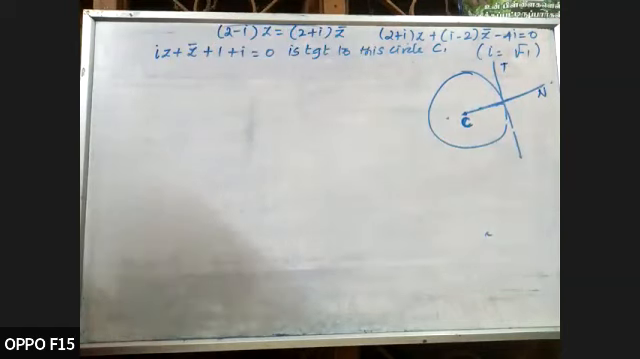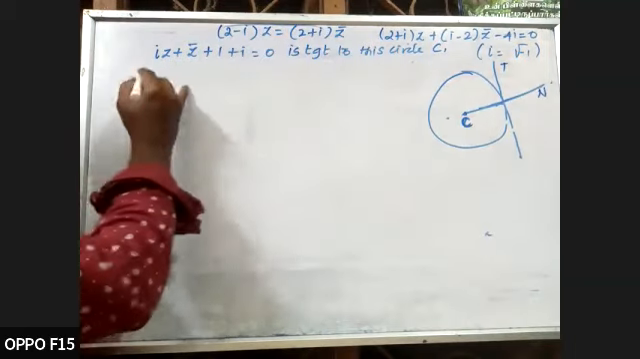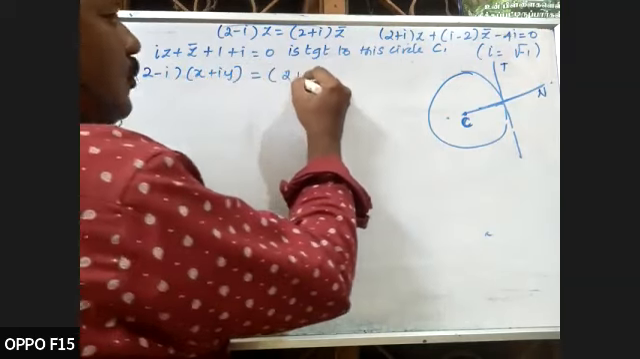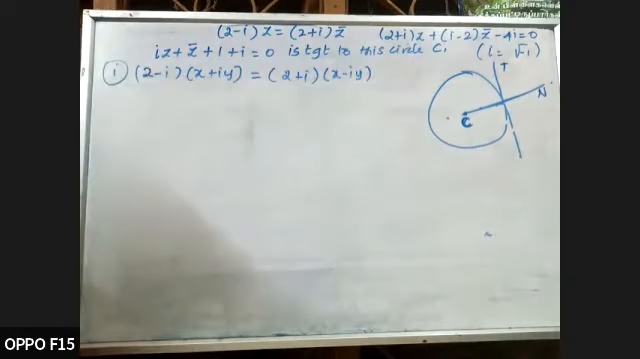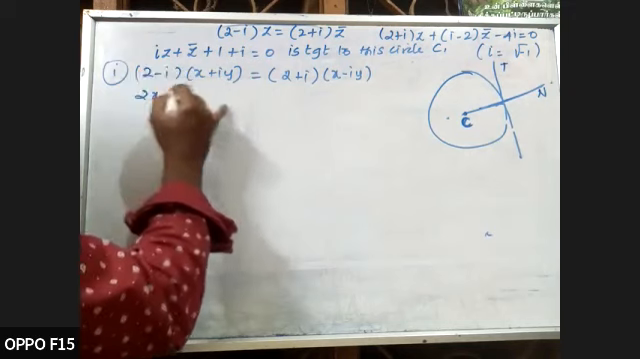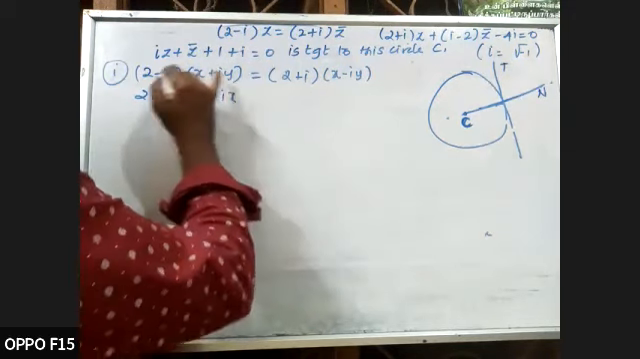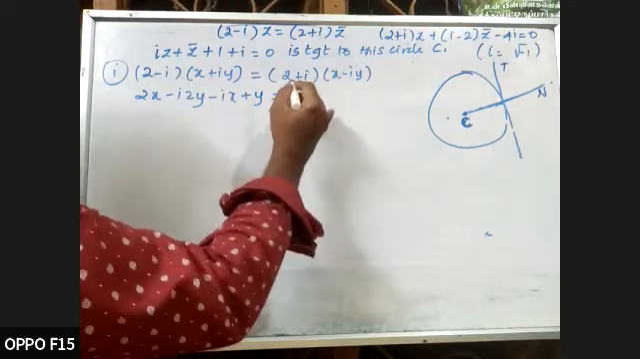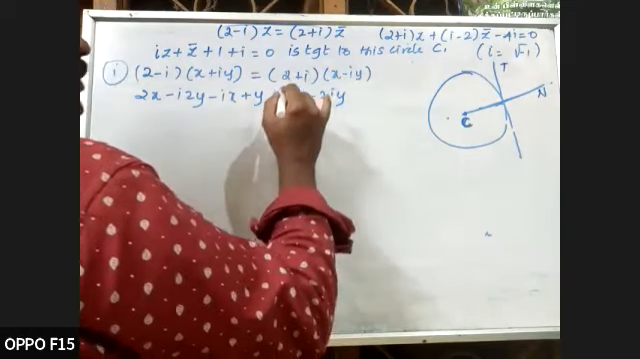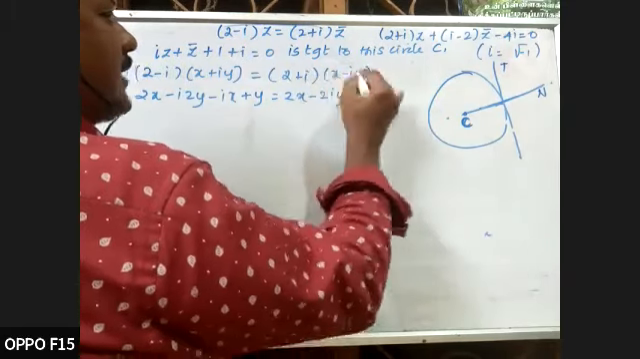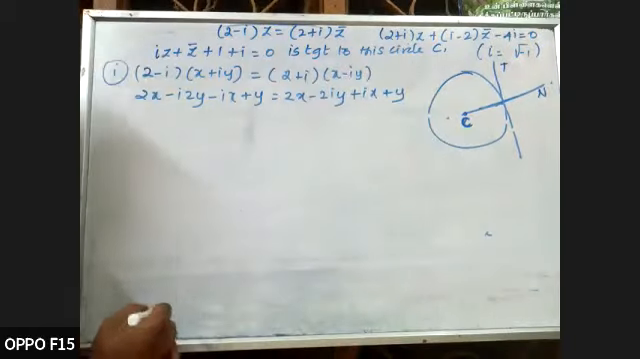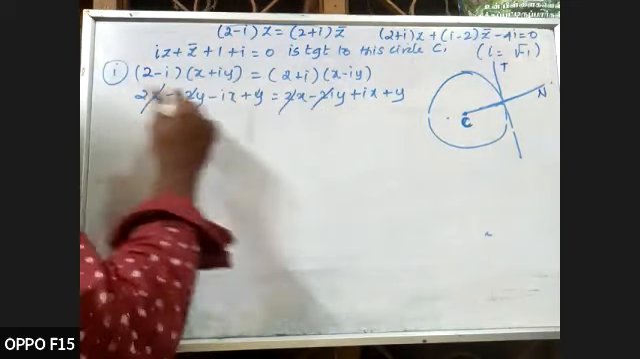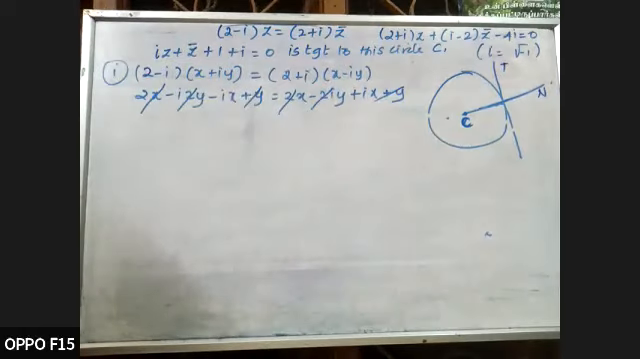The first line is (2 − i)z = (2 + i)z̄. Take z = x + iy, so z̄ = x − iy. Multiplying, 2x − 2iy − ix + i²y, and on the other side 2x − 2iy + ix + i²y. Here i² is −1. We can cancel 2x, 2x, and the y terms.